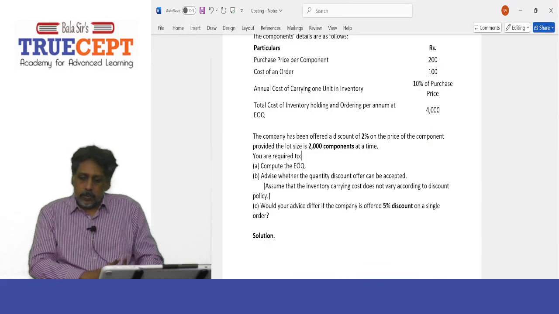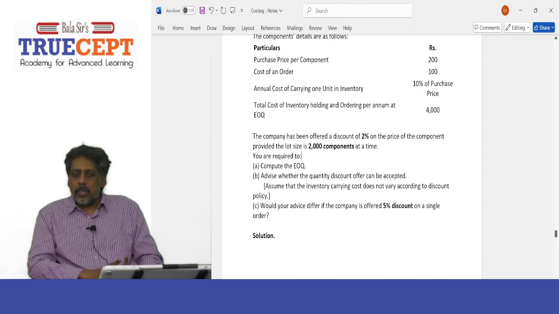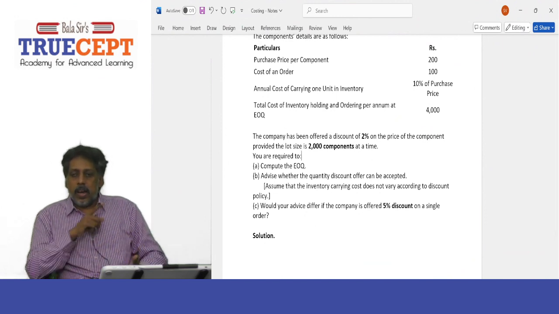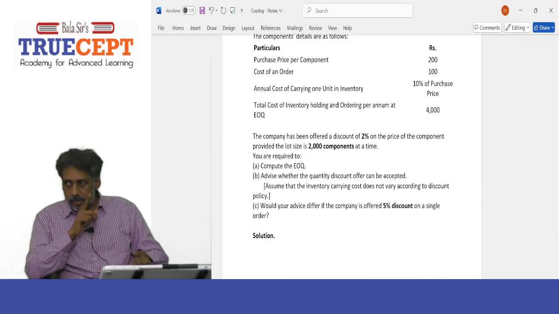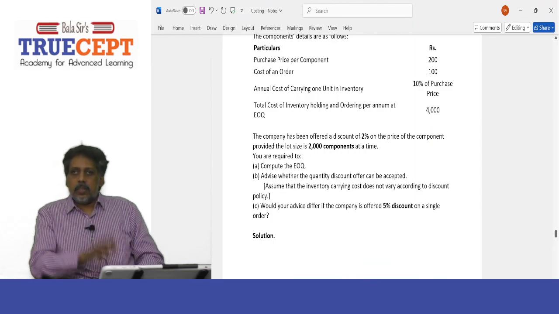Next. You are required to: A, compute the EOQ. B, advise whether the quantity discount offer can be accepted, assuming that the inventory carrying cost does not vary according to discount policy. And C, would your advice differ if the company is offered 5% discount on a single order? There's one important point given: assume that the inventory carrying cost does not vary according to discount policy. That means I will not take 10% on rupees 196 after 2% discount. I will still take the carrying cost of rupees 20 per unit. Is that fine?